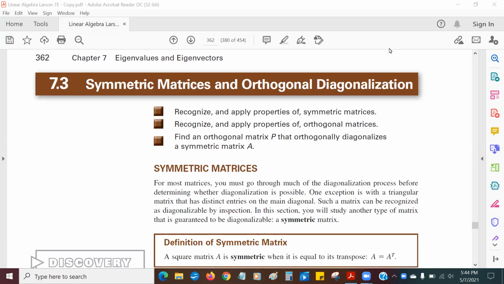Okay, everybody. Hi, this is 7.3. No, we're not going to do the entire 7.3. There's just one cool, awesome proof I wanted to do, and here it is.